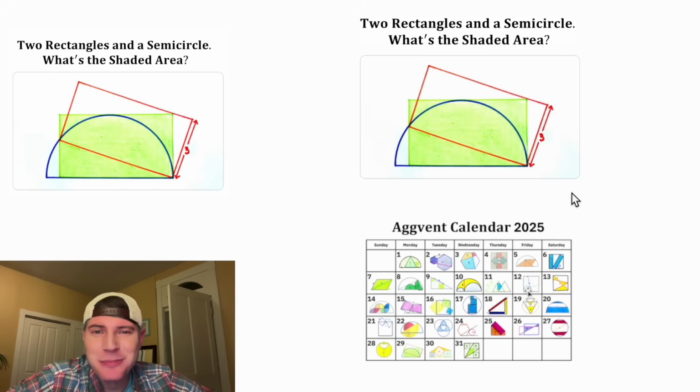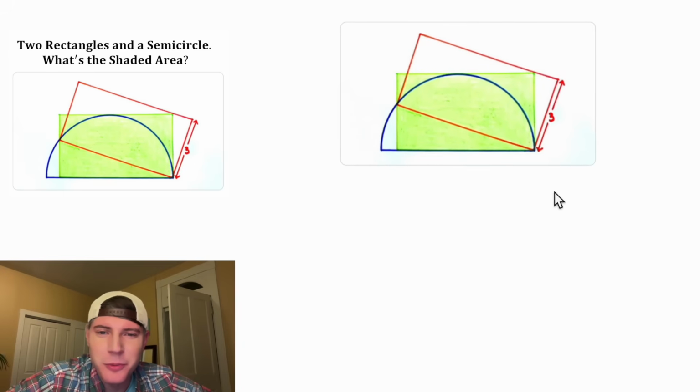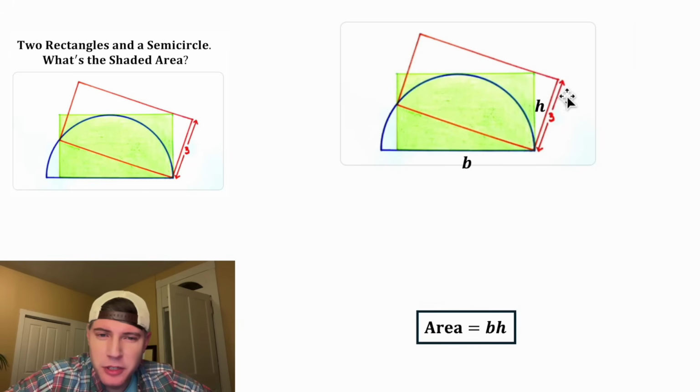And if you want to try this one, pause it right now because I'm going to solve it in 3, 2, 1. First, let's write a formula for the shaded area. Let's label the height of the rectangle h and the base of the rectangle b. So the area is going to be equal to base times height, b times h. This looks important. Let's put a box around it and move it down here. I also want to note really quick that the height of this rectangle is also the radius of the semicircle.